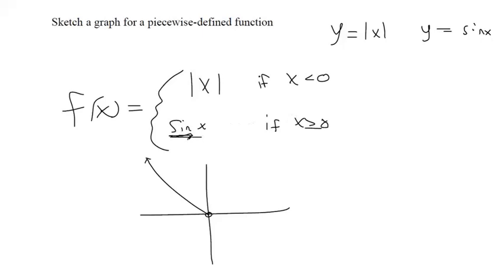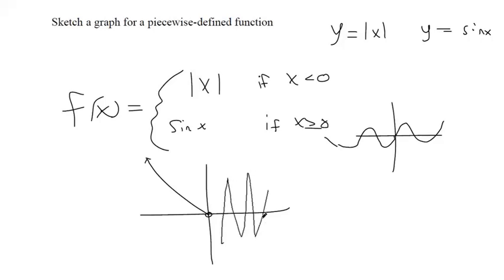It says we start graphing sine of x when x is greater than or equal to 0. So we need to know what sine of x looks like without thinking about piecewise functions. This is what the graph of sine of x looks like. Okay? But it says we only graph that when x is greater than 0. So when x is 1, when x is 2, when x is 3, only on this side of the graph.